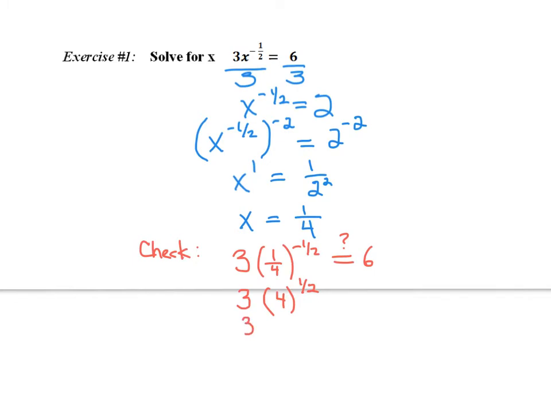This is just 3 times 4 to the 1/2, which means the square root of 4. The square root of 4 is 2, so 3 times 2 tells me that my answer is equal to 6. So the solution for this equation is x equals 1/4. The important part of this problem is raising that exponential to the reciprocal exponent. And if I raise the exponential to the reciprocal exponent, I need to raise whatever's on the right side of the equation to that very same exponent.